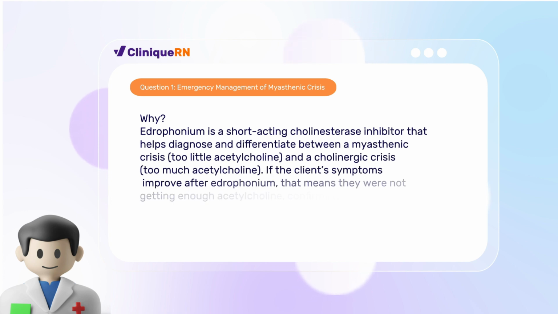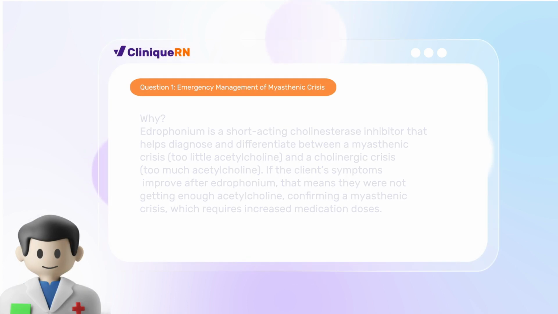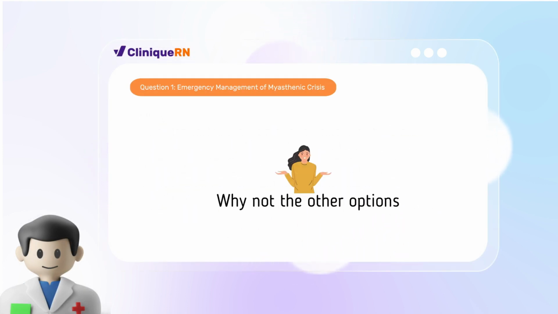Why? Edrophonium is a short-acting cholinesterase inhibitor that helps diagnose and differentiate between a myasthenic crisis, too little acetylcholine, and a cholinergic crisis, too much acetylcholine. If the client's symptoms improve after edrophonium, that means they were not getting enough acetylcholine, confirming a myasthenic crisis, which requires increased medication doses. Why not the other options?